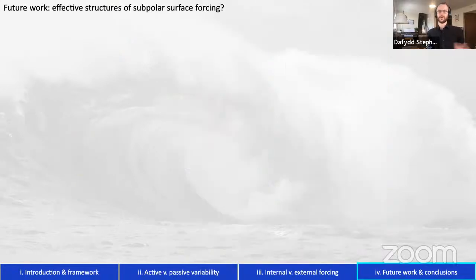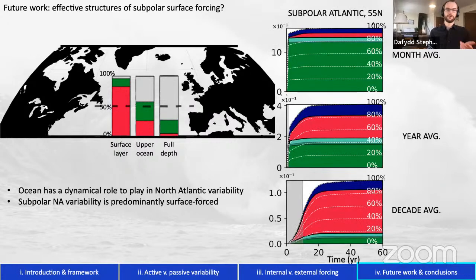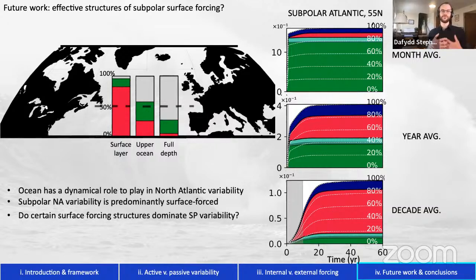So I'll wrap up by talking about where we've been taking this next. So as we've seen, the ocean has a dynamical role to play in North Atlantic variability, but in the subpolar region, this variability is predominantly surface forced. And so the work we've been doing during my postdoc aims to answer whether certain surface forcing structures are dominating this subpolar variability.